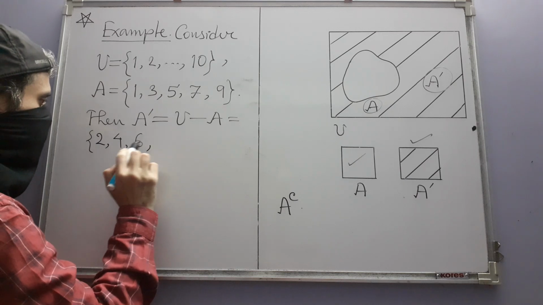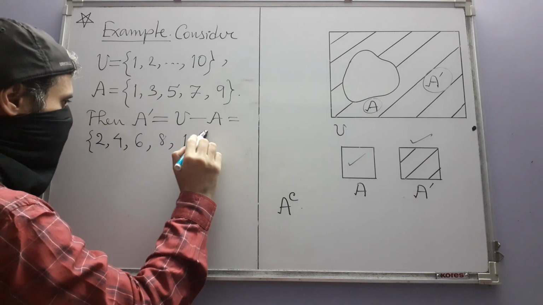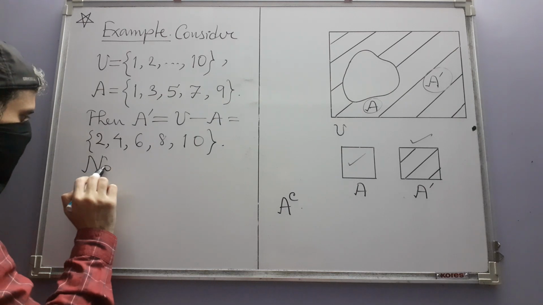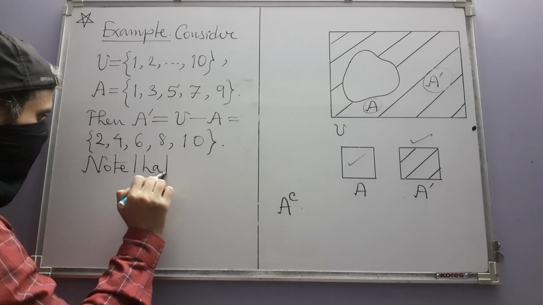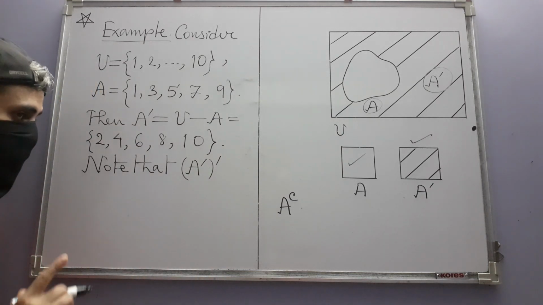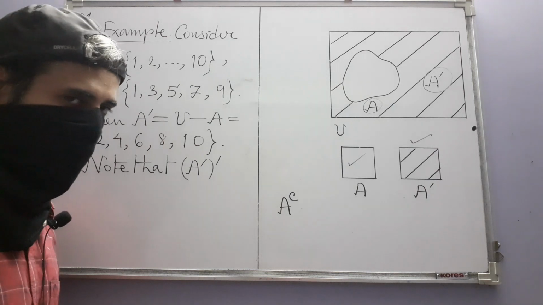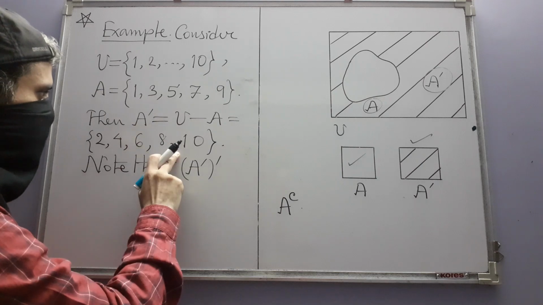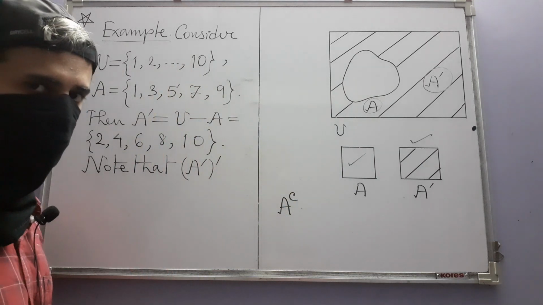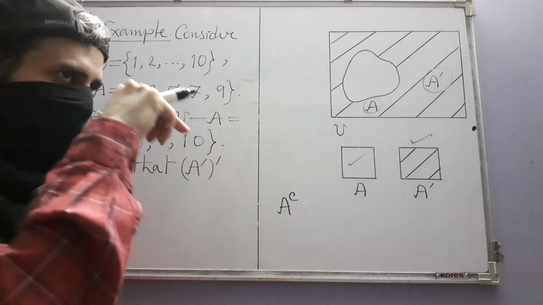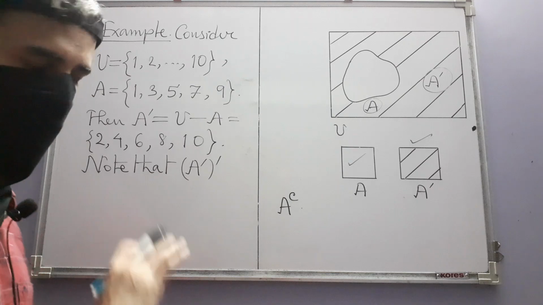2, 4, 6, 8 and 10. Now a curious observation here is that you can take the complement of the complement. Why? Because just like A, A prime is also after all a subset of U. In order to have the complement of a set in some set, that given set has to be a subset of that larger set. That's the condition.